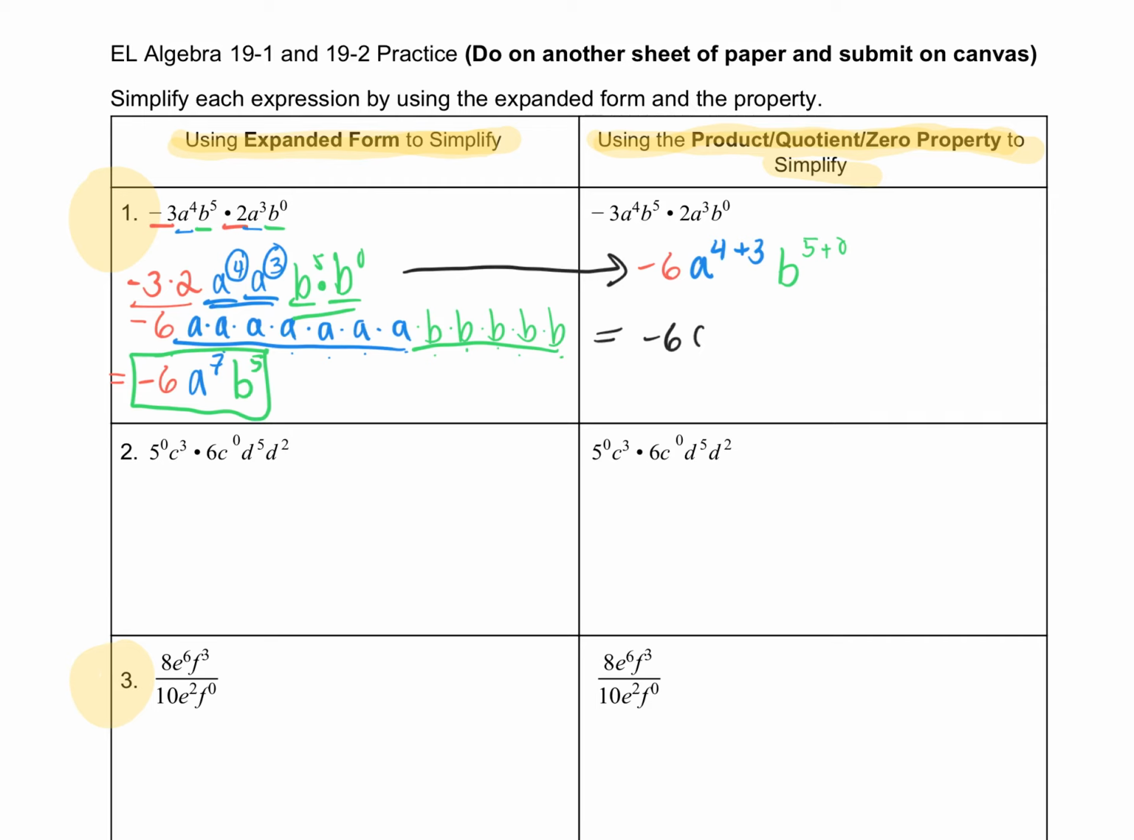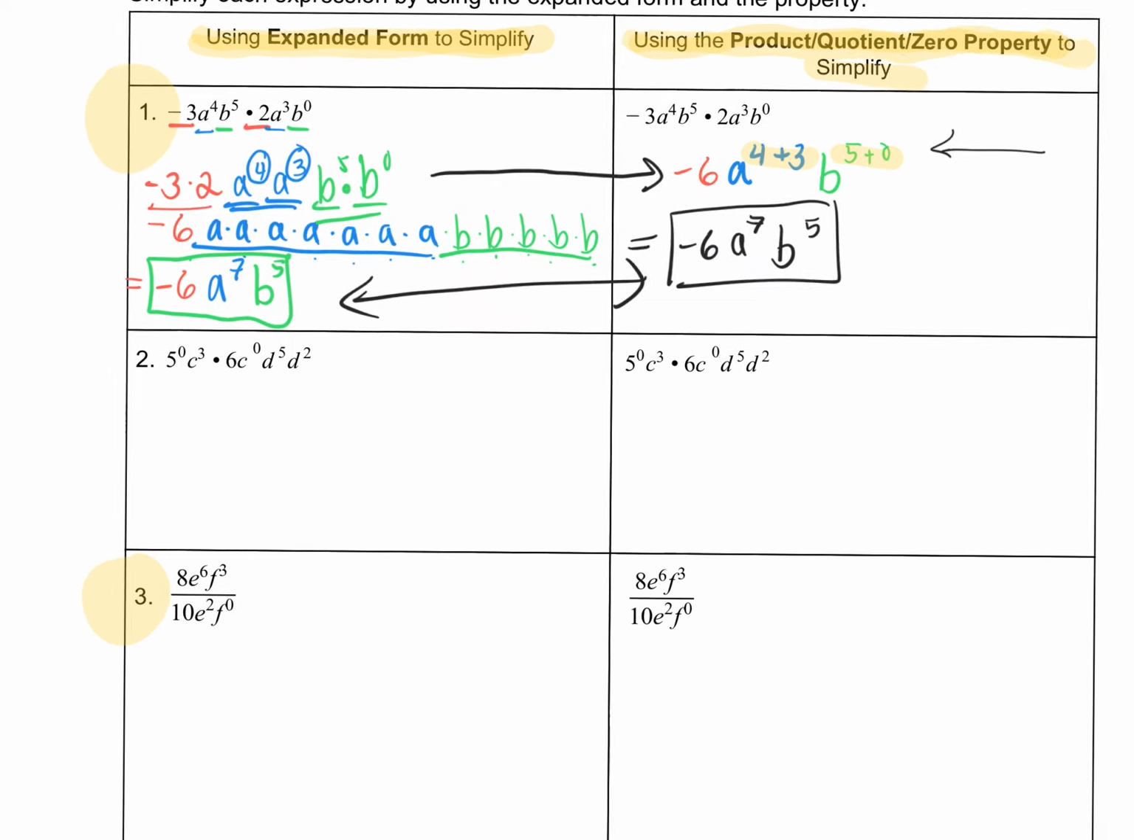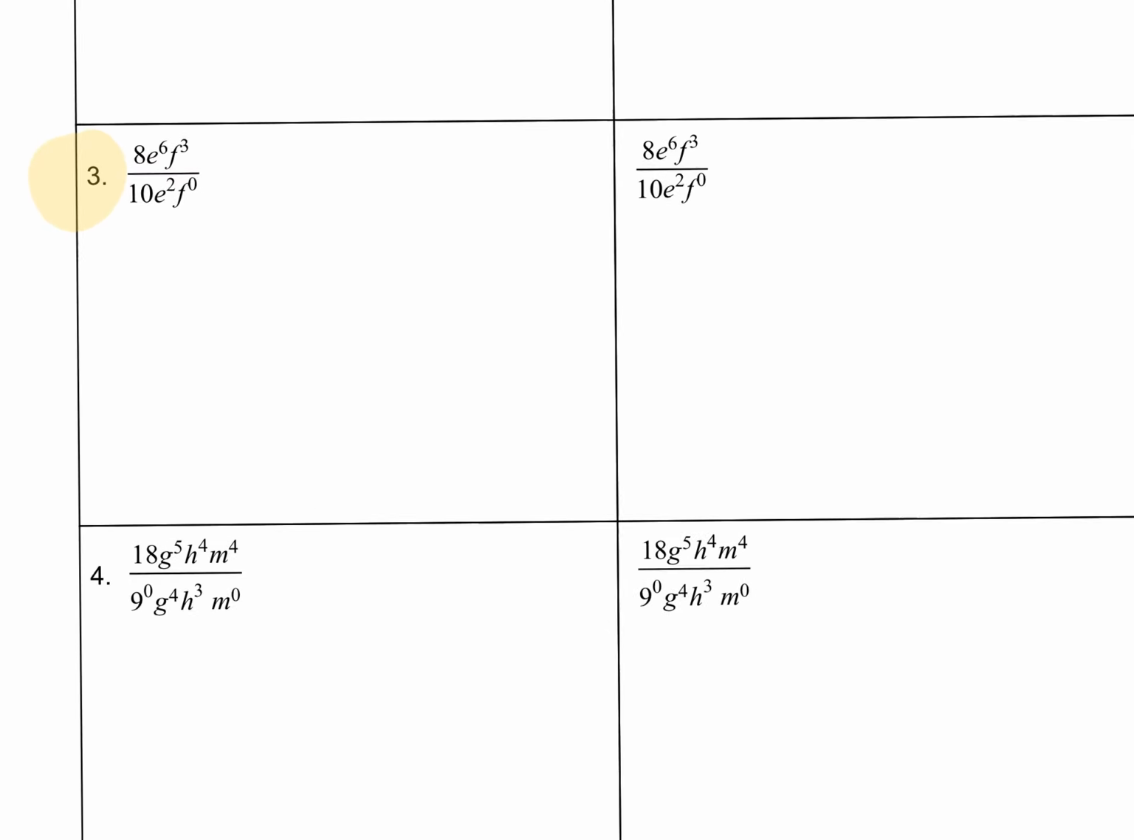I have -6, 4 plus 3 is the power of 7, 5 plus 0 is 5, and notice that these are the same answer. If they are not the same answer, then we want to check our work and see if we counted everything properly. So again, same answer, but the work should look different. So when you're showing your work on this side, you need to be clear. What is happening with your exponents? Are you adding them or subtracting them? So we just did number one. Now let's take a look at number 3 so we see another example.